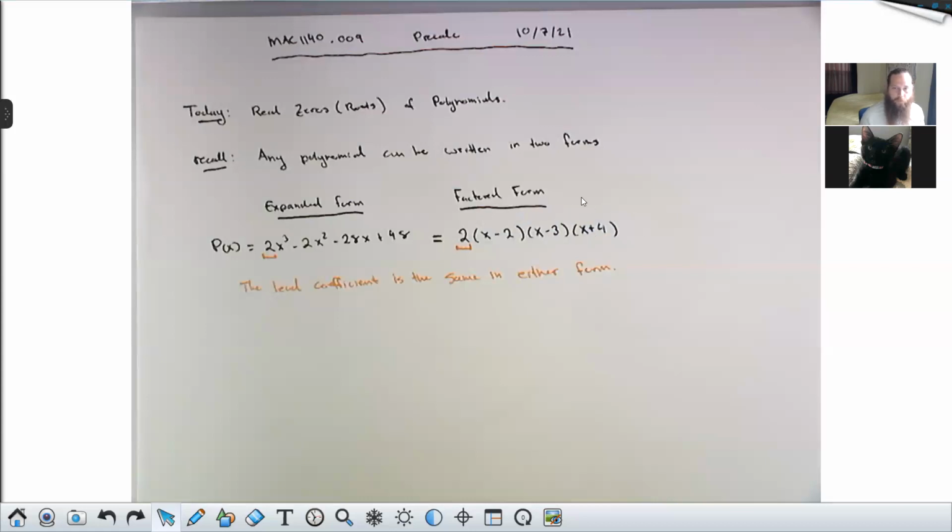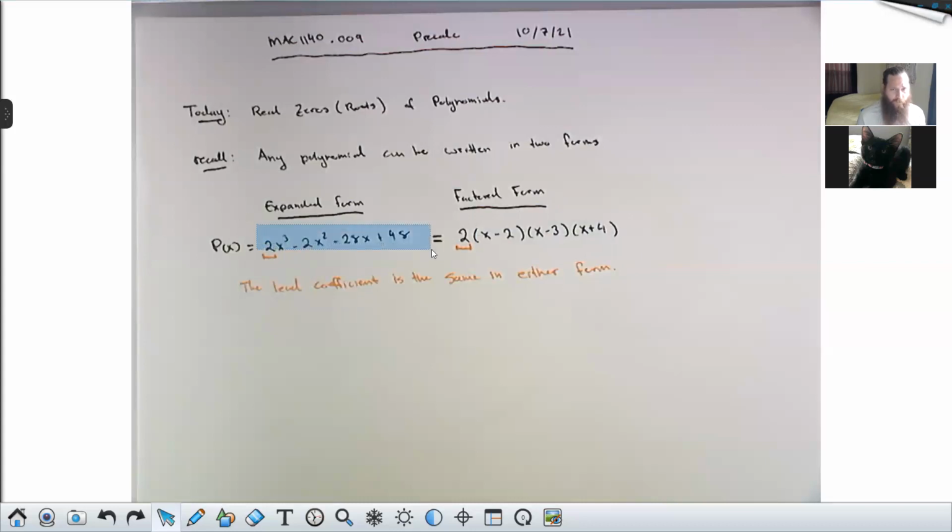That'll tell you the local behavior near the roots. And then the expanded form will tell you the end behavior. So this is a positive lead coefficient with degree 3. So we could draw the graph just using the end behavior from this and the local behavior near the roots from this.